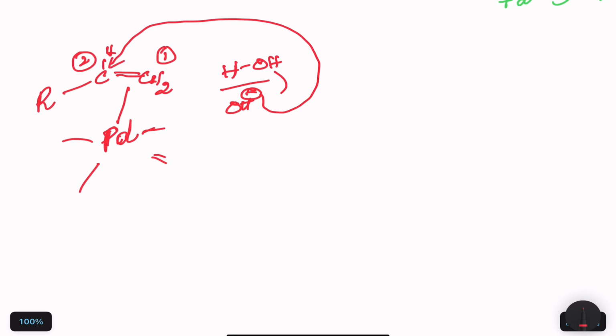Okay. So this carbon 1 will attack this palladium. So here see, if you see here 2 electrons will be there. Along with the 2 electron, it will go and attack our palladium only.